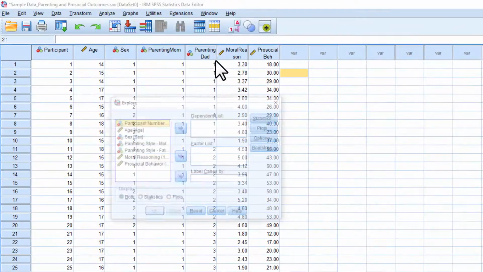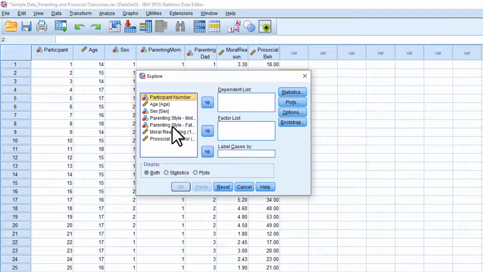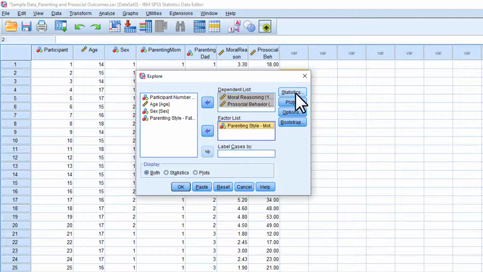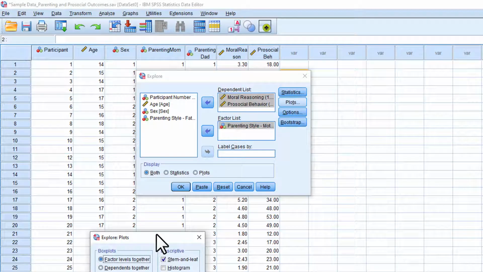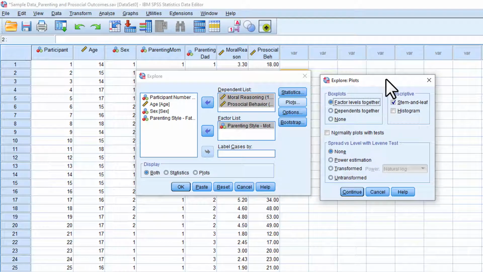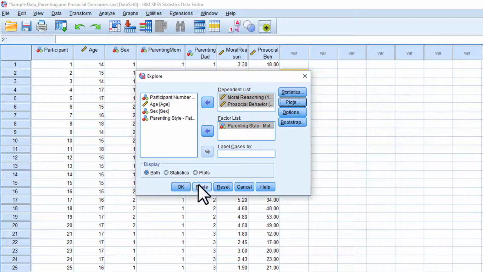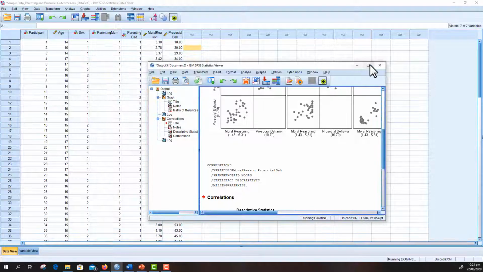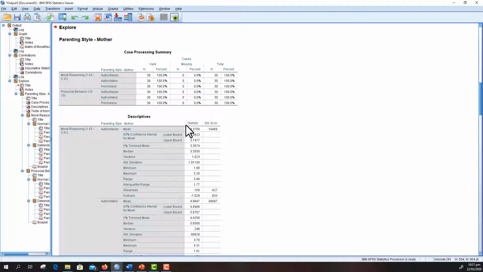Analyze, then Explore. So choose the dependent variables and place them under dependent list, and then choose your independent variable and place it under factor list. For plots, we would uncheck this one just so we don't clutter our output, and then check the normality plots with tests. Then OK. So let's see.